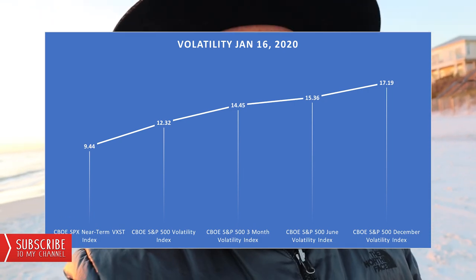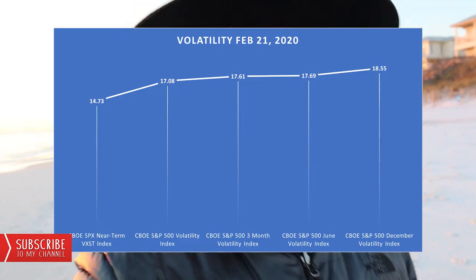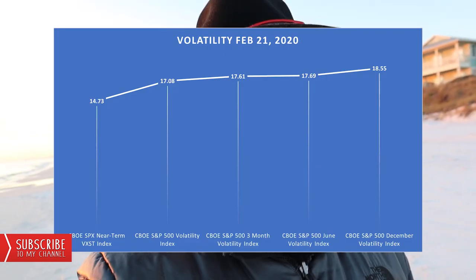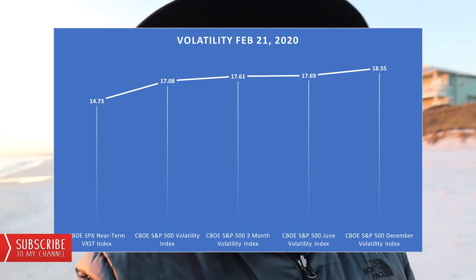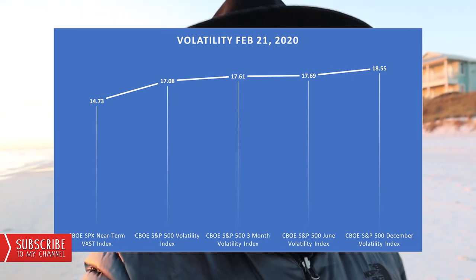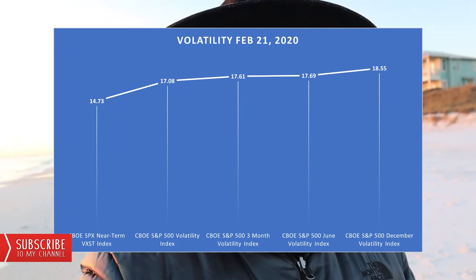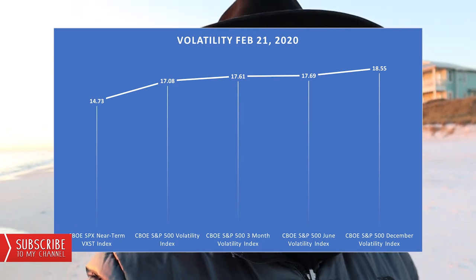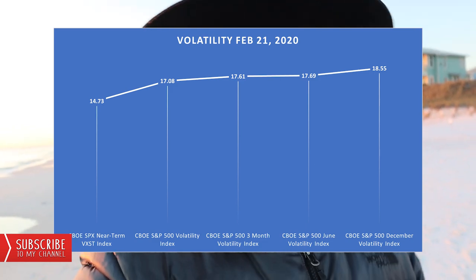Well, on January 16th of 2020, we saw an upward trending volatility line, which is bullish. It was a continuation of what was going on in 2019. And that was a great time to be in the market. But as we got into late February, we saw the 9-day volatility index start to go up. So we saw it move from, I believe, a low 9 level to 14. And then on the 25th, it went from a 14 to a 25.